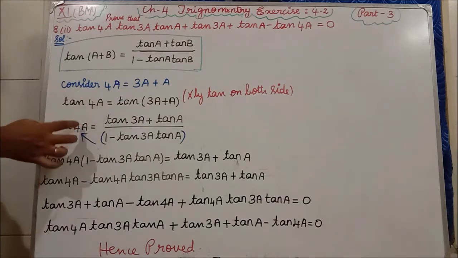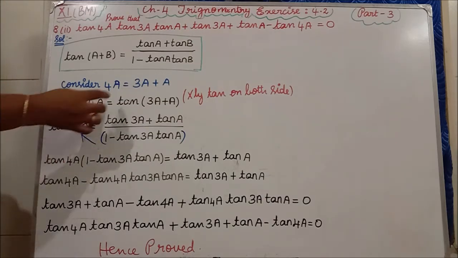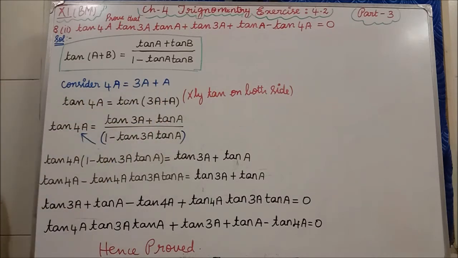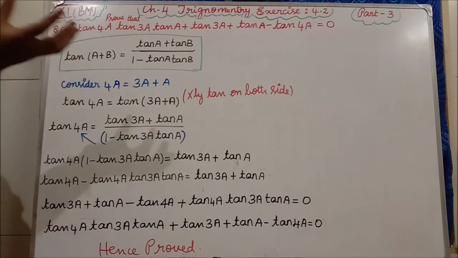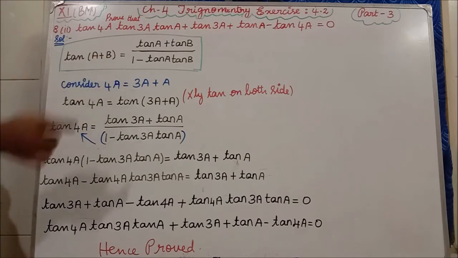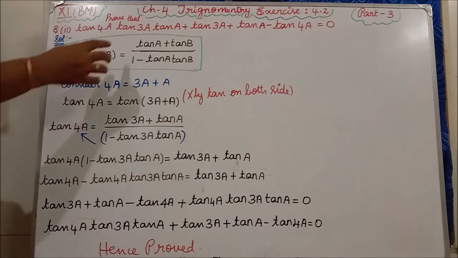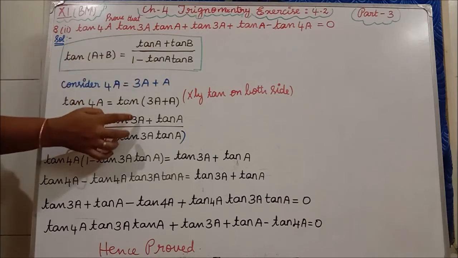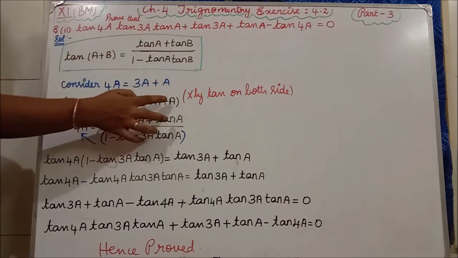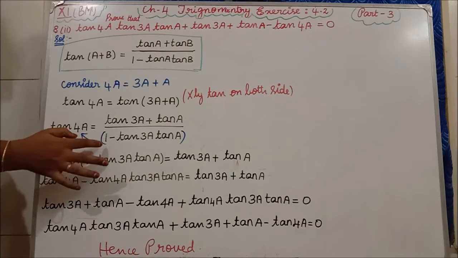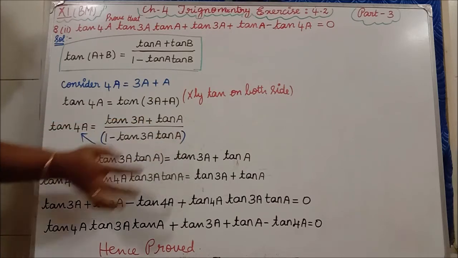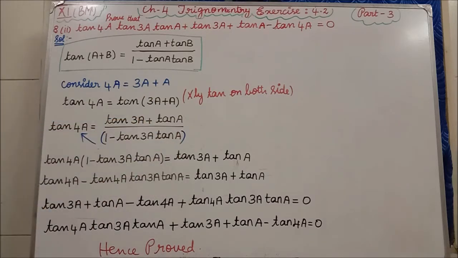Clear? Then tan 4a I am writing as such. Tan of 3a plus a. Okay, tan of 3a plus a looks like what form? A plus b form, isn't it? So in the place of a I am having 3a, and in the place of b I am having a. Clear? So I am writing tan 3a plus tan a divided by 1 minus tan 3a into tan a. Next step, I am cross multiplying the denominator.